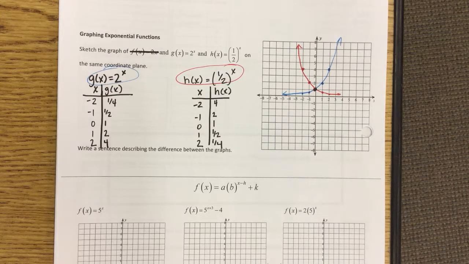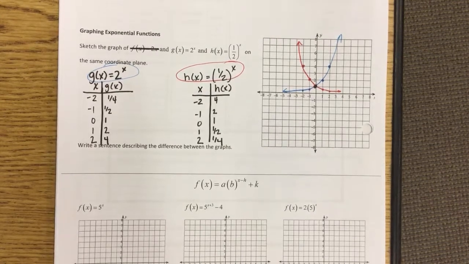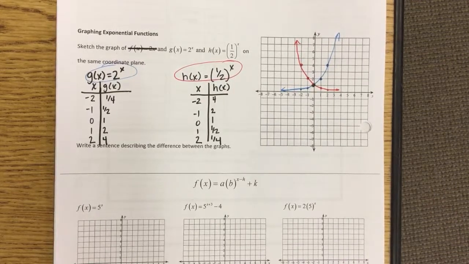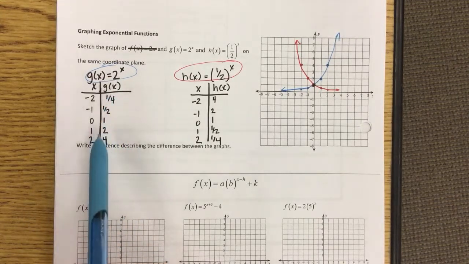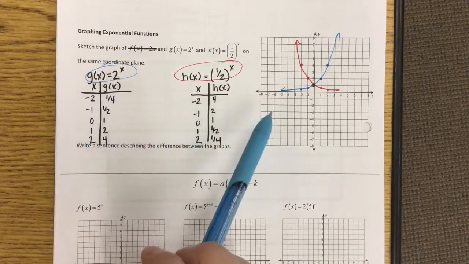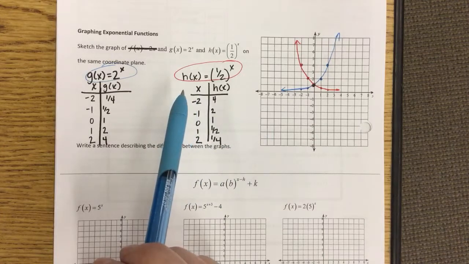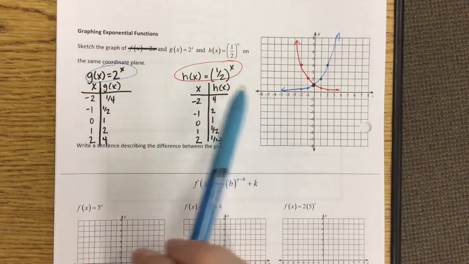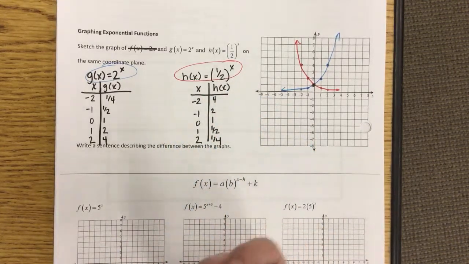So in your notes, you'll see this on one of the pages. And it asked us to sketch the graphs of g of x, which was 2 to the x, and h of x, which was 1/2 to the x, on the same coordinate plane. Now, in order for me to do that, I went ahead and I created a table for each one. Now, g of x I graphed in teal, and h of x I graphed in red. Now, they have a lot of similarities.